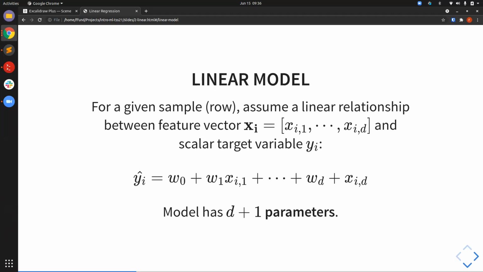Now we have, sorry, that's actually a typo there. This is not a plus. Okay, so now we have a bunch of parameters. For every feature, we have an associated parameter.